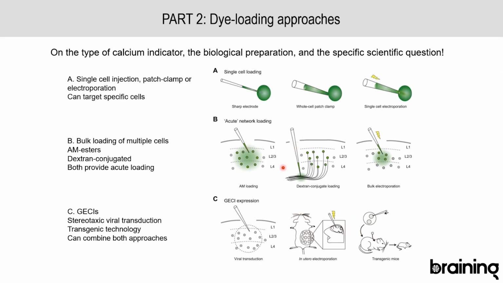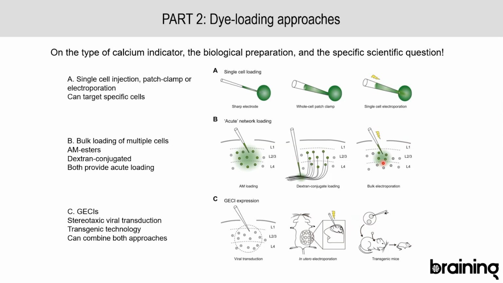Another thing, we can also load a specific group of fibers. And in this case, by loading a specific group of fibers, the neurons that project, the projection of these fibers, will be loaded with the molecule to measure the calcium signaling.